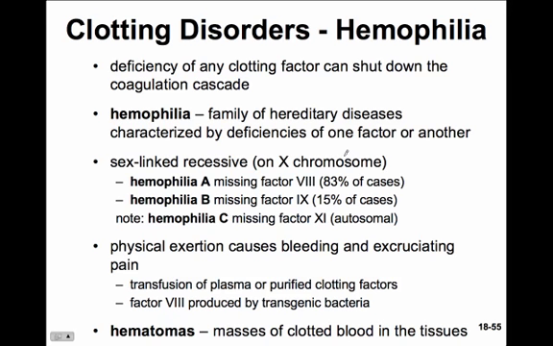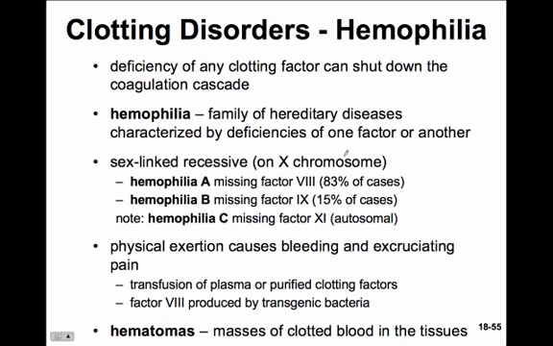If physical exertion causes bleeding and then excruciating pain, transfusion of plasma or purified clotting factors can be used to treat hemophilia. And factor V is now being produced by transgenic bacteria, so genetic engineering.